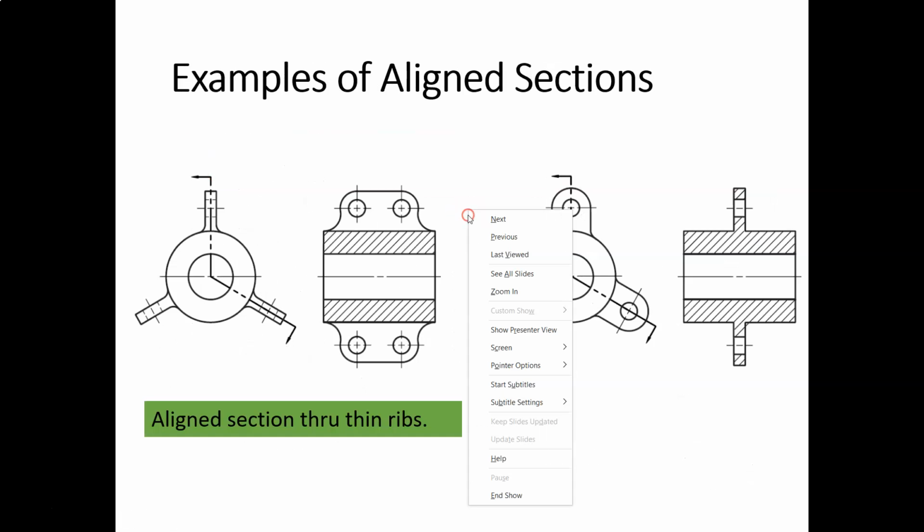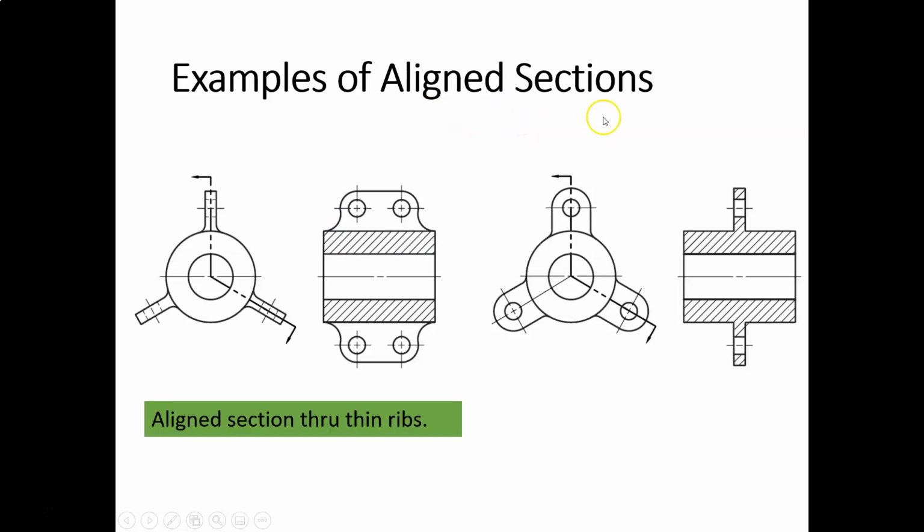Let's go back one more, and let's go back one more. Well, this is also more examples of a line section. I put a lot of line section examples in this presentation because I think it's helpful to see more examples. So here again, the cutting plane line is going at an angle. So what do we do? We rotate this feature over here and draw it as if it was in that position right there. Okay. Also, it's a thin rib, so we don't section it.